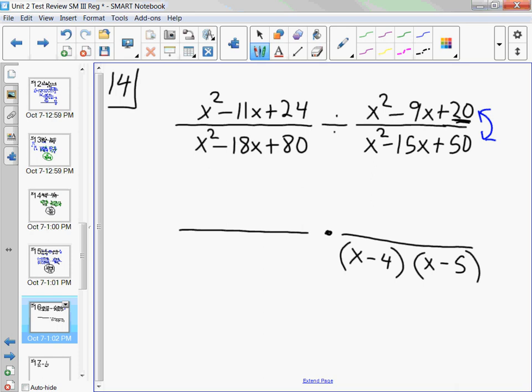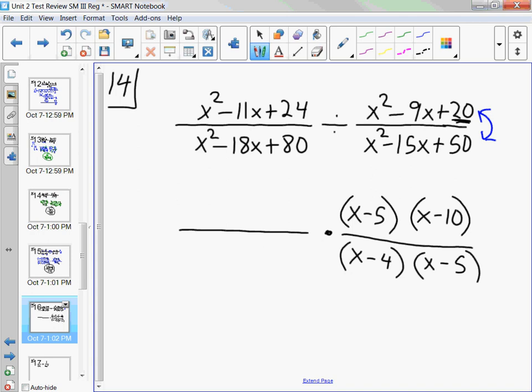Then this bottom fraction up here goes to the top. Looking for two numbers that multiply to get 50 and add together to get negative 15. Let's see, that would be 10 and 5, and they both have to be negative. Negative 5 times negative 10 is a positive 50, and negative 5 plus negative 10 is negative 15.